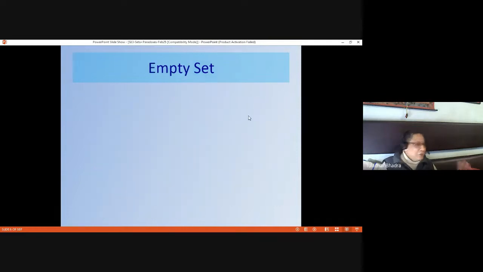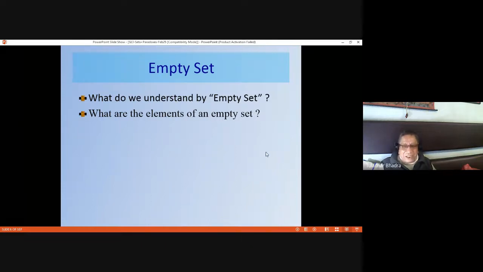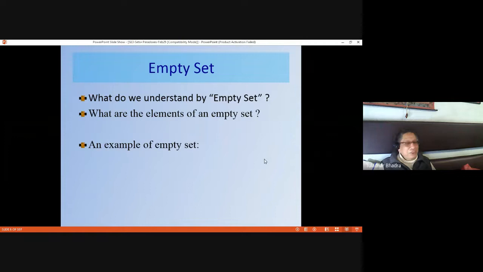Now, very interesting is the set called the empty set. Of course, we know the empty set as when there is nothing. What do you understand by an empty set? Very interesting: what are the elements of an empty set? If there is a set, there should be some elements. What are the elements of this empty set? So I'll give one interesting example of an empty set.